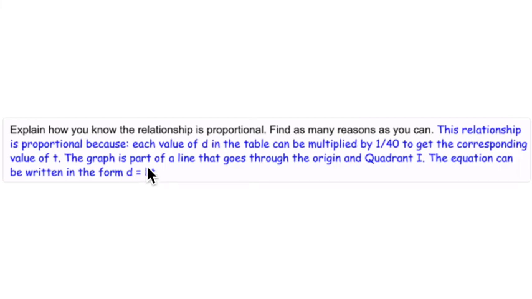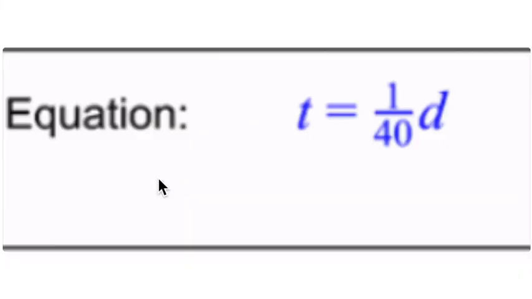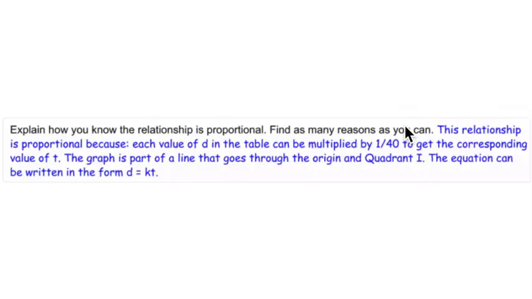So they reverse this. Because if we go back to here, this is time equals kd, where k is the constant of proportionality. So time equals kd. So this should be reversed. So each value of distance in the table can be multiplied by 1/40th to get the corresponding value of time. So time equals the constant of proportionality times distance. Graph is part of a line that goes to the origin in quadrant 1.